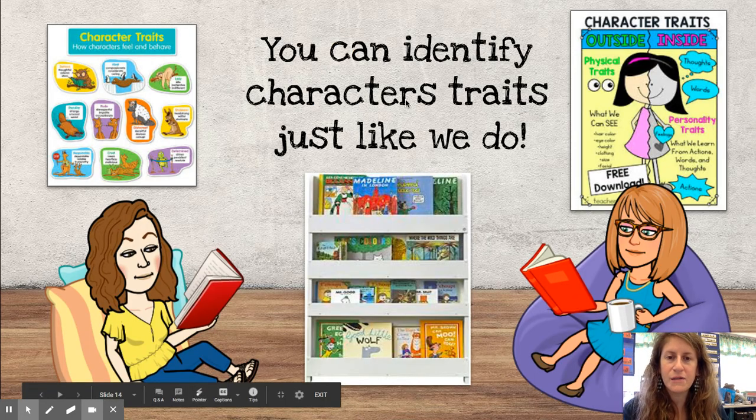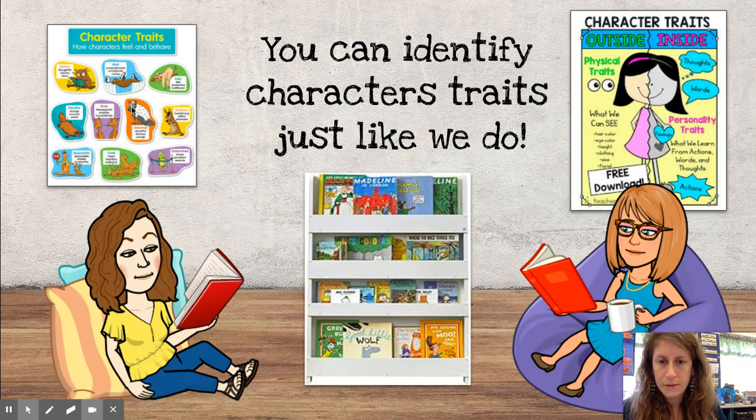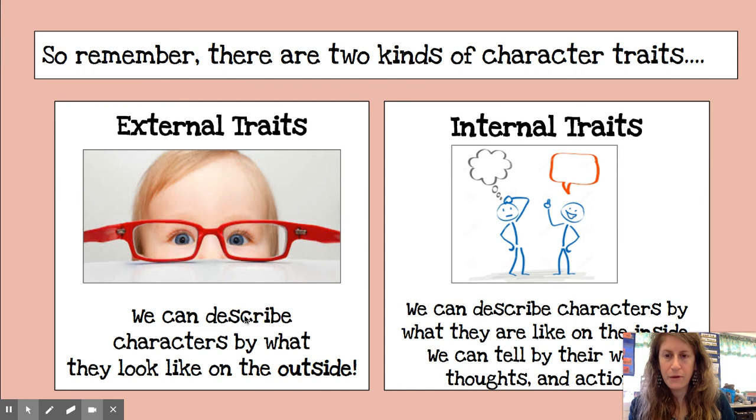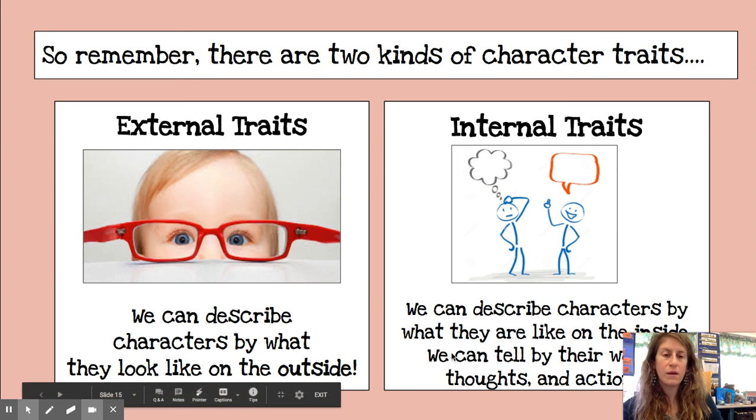So you can identify character traits just like Mrs. Underwood and I do. And remember, there's two kinds. The external kind, like what you can see on the outside, and the internal kind, how the characters are based on their words, their thoughts, and their actions.